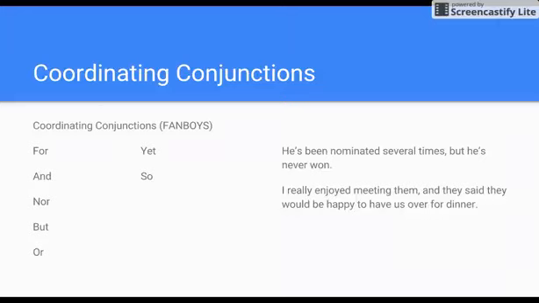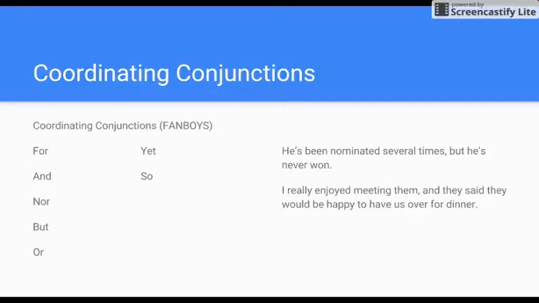So I've got two examples on the screen using but and and. So let's look at the first example. He's been nominated several times, but he's never won. We use comma and then but, the coordinating conjunction, comma and then but. Okay, let's look at the second example. I really enjoyed meeting them, comma, and they said they would be happy to have us over for dinner. Again, we use comma and then the coordinating conjunction, which is and.